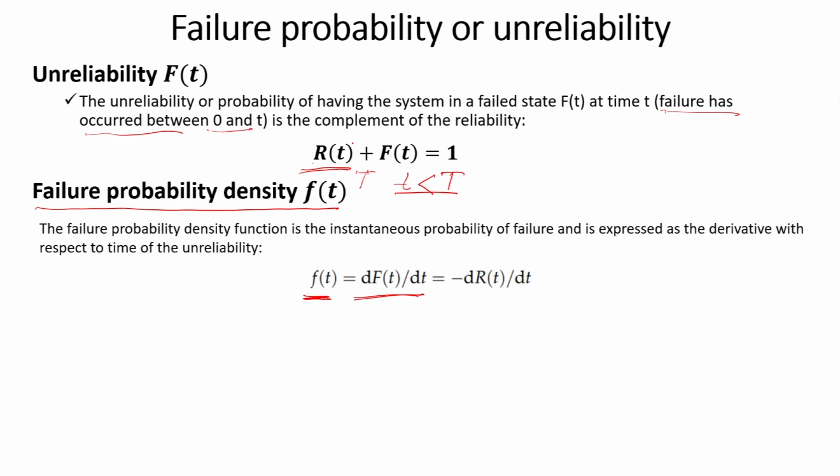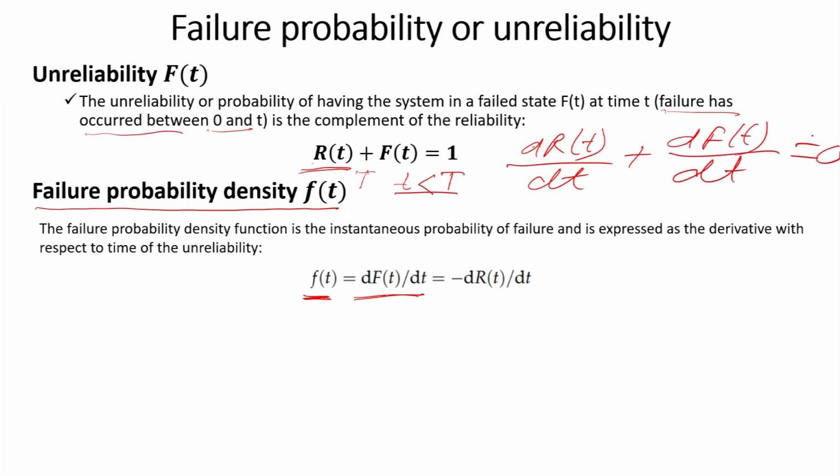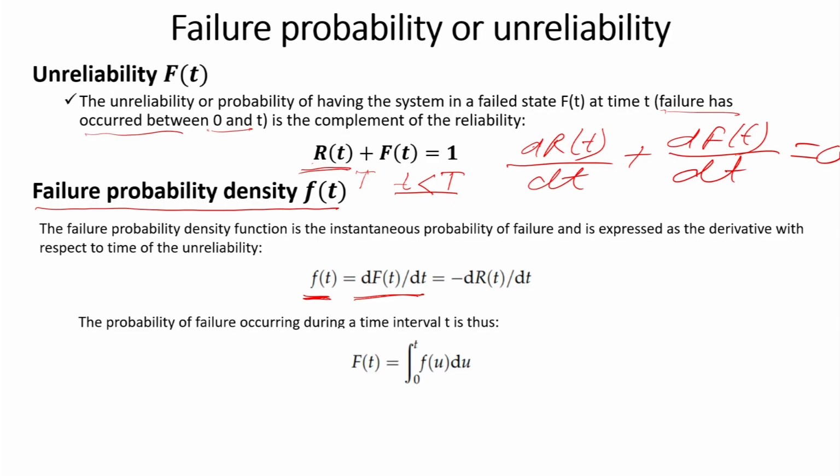Now, you see if you differentiate this with respect to t, then d of R T by d t plus d of F T by d t will be equal to 0. So, you can write f T is equal to minus d R T by d t, and the probability of failure occurring in a time interval t. Suppose there is a probability of failure that occurs between 0 to t. You can write it using this expression.